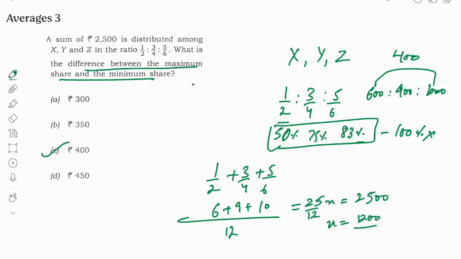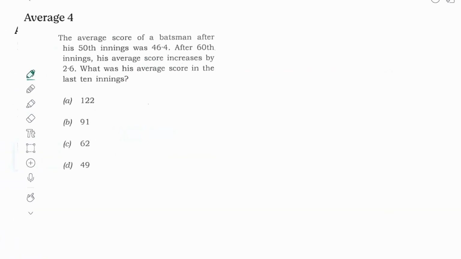So basically what we did, we identified the ratios, we realized that these ratios don't add up to 100%, so it's more than 100%. So we added all three by taking an LCM, calculated X, and based on this X we came out with the values, and once we had the values we identified the difference. So it was a simple step-by-step process. Now let's look at another question.